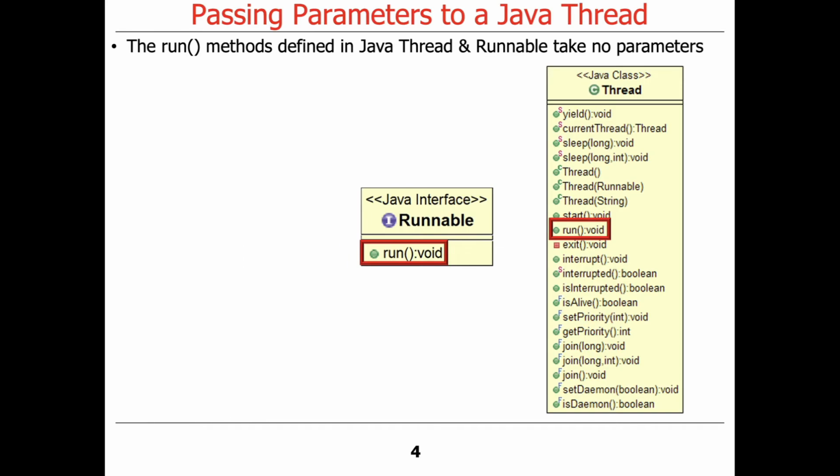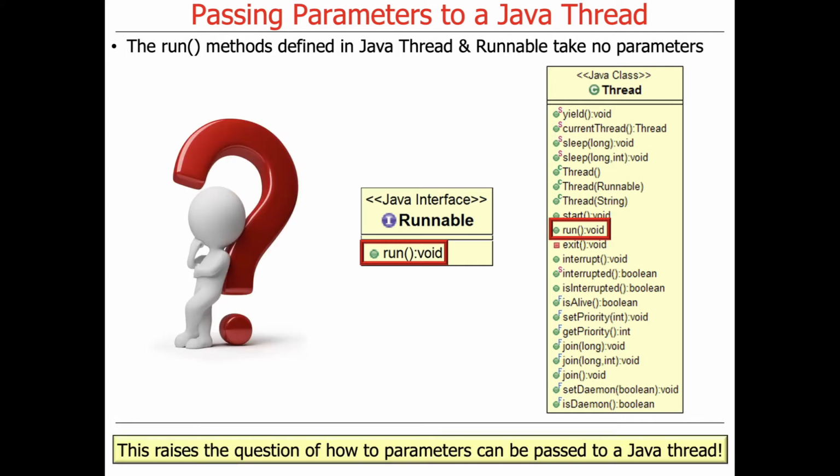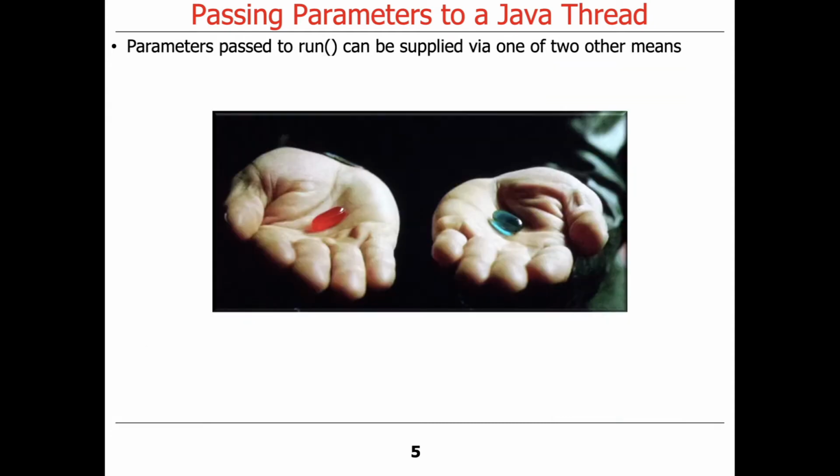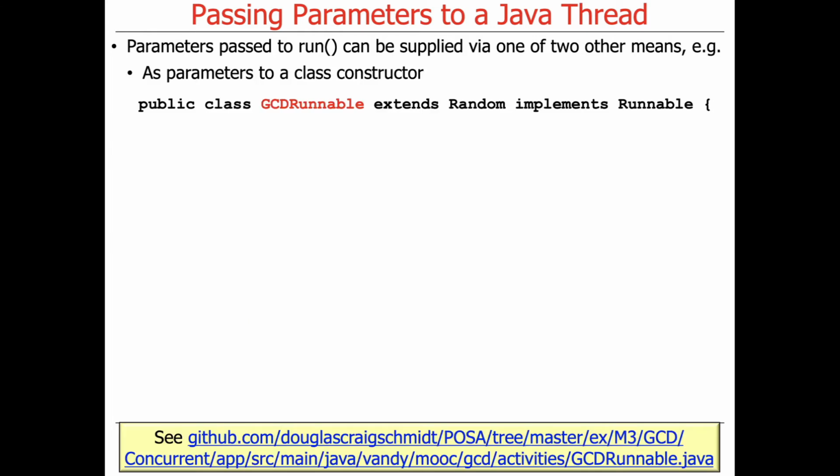thread? Well, as you can see, the run hook method, both in the Runnable functional interface as well as in the Thread class, doesn't take any parameters. So it's not like a varargs list of things you pass in there. So that raises the question of how you can pass parameters to a Java thread. And as often is the case, there's two different ways to do this stuff.